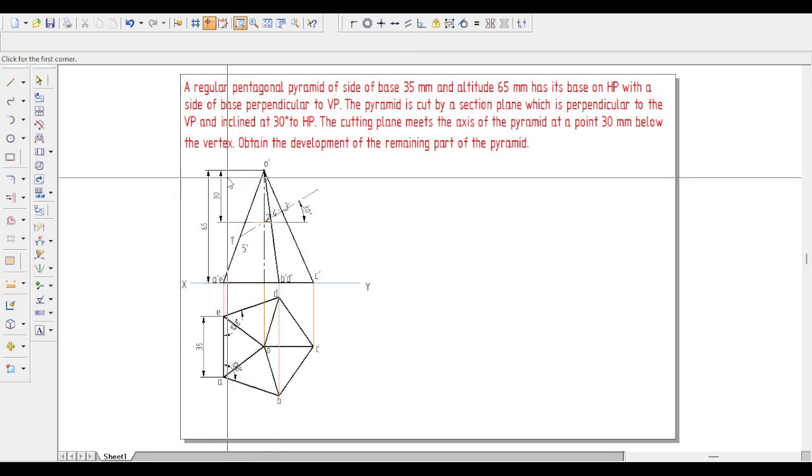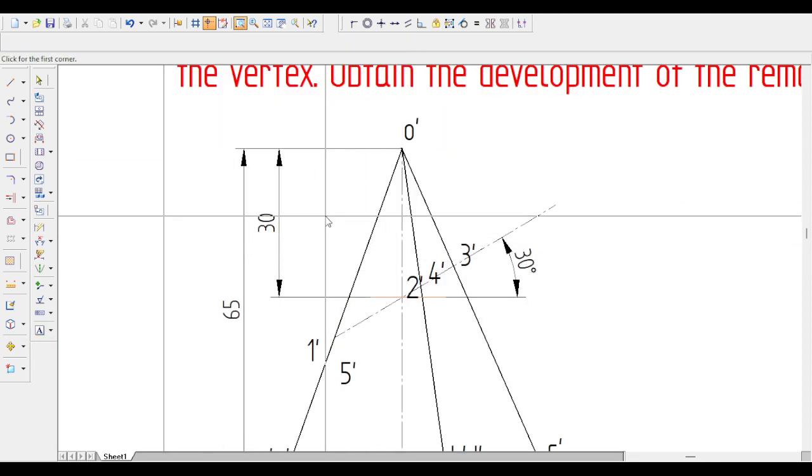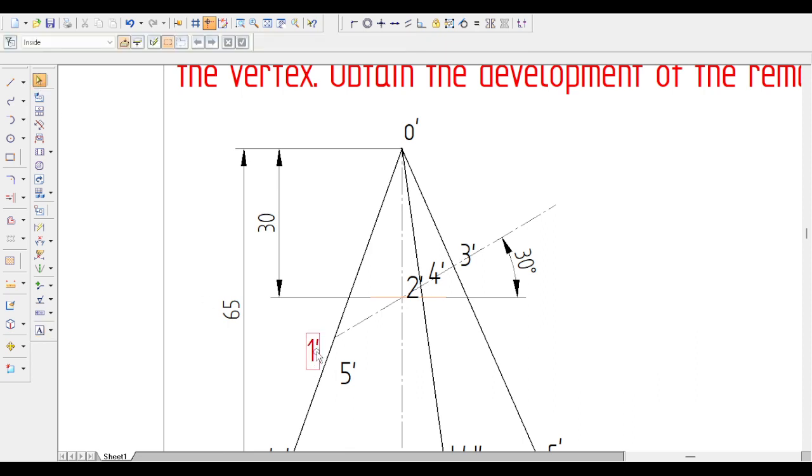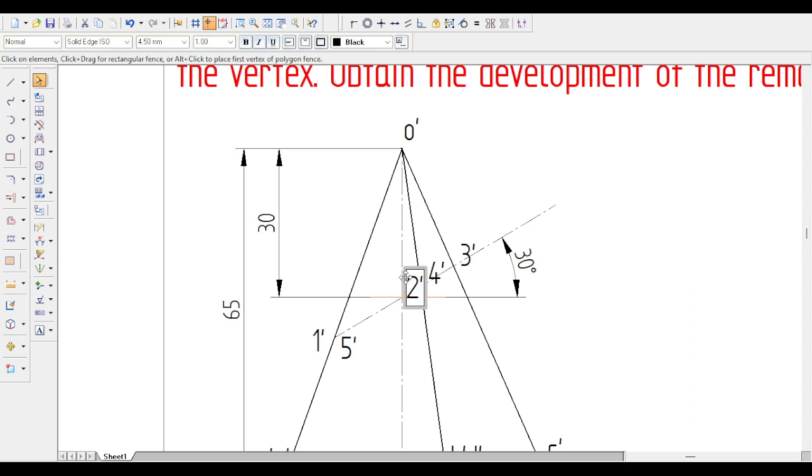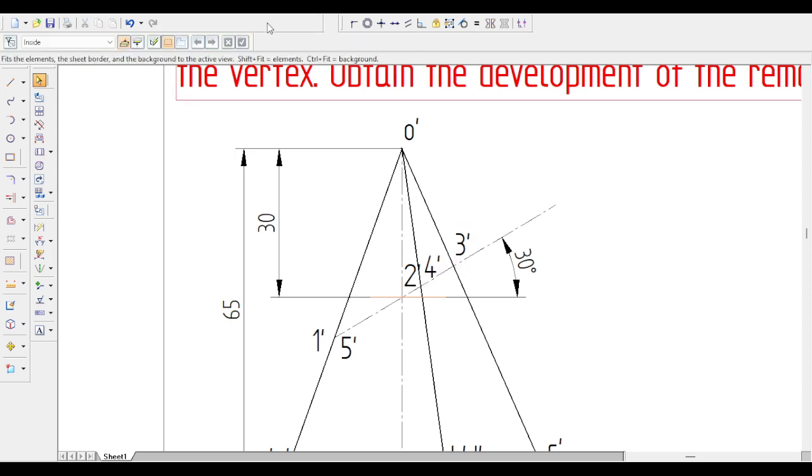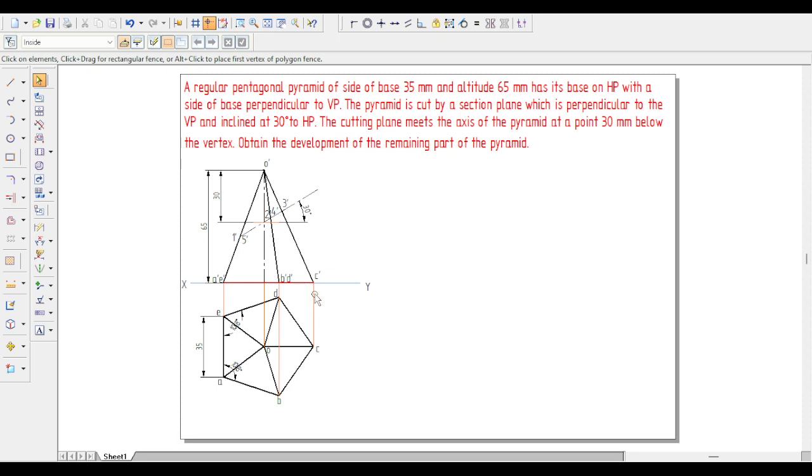So let me rearrange this so that you can clearly understand how these are. I will slightly push or pull this side. This is the back side here, and this is 3'. Okay. So next step, we need to see where we can observe the true length of the slant edge.